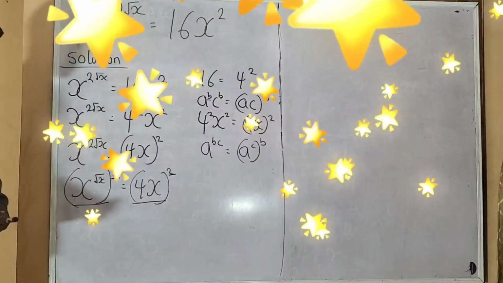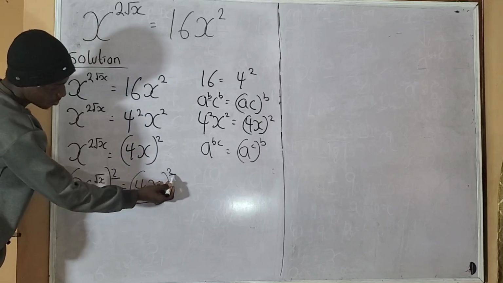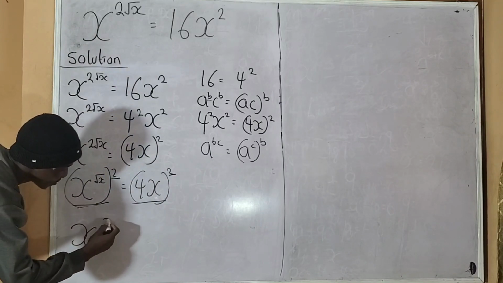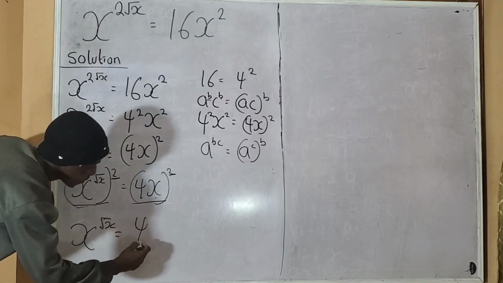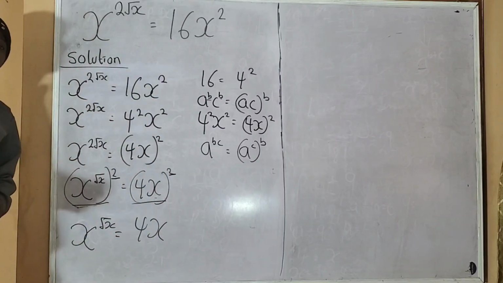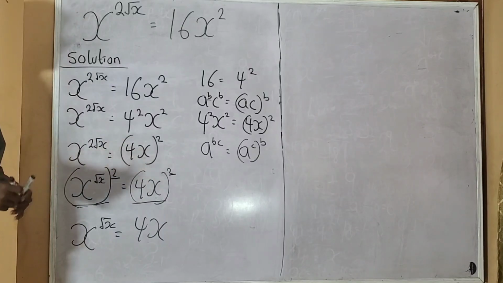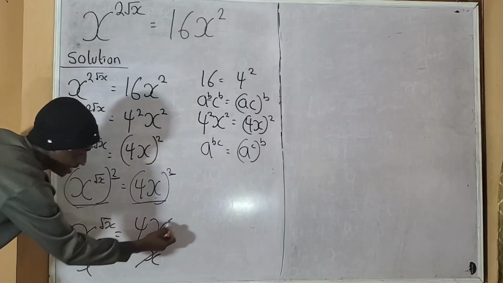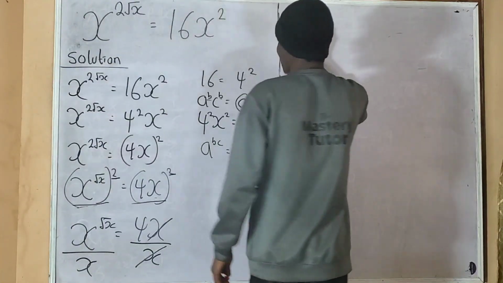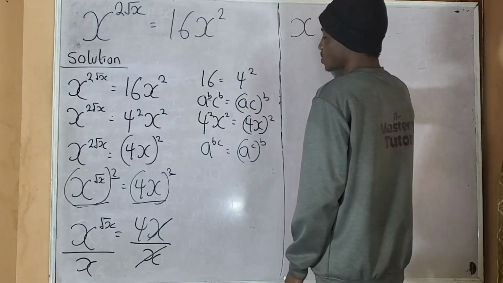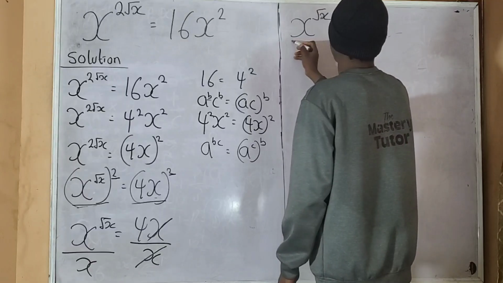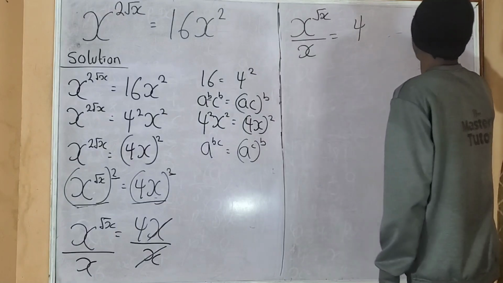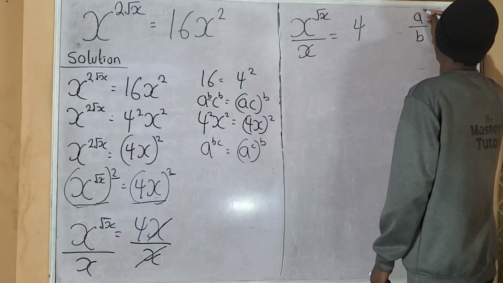Are you following? Now, because the powers are equal, we can set the bases equal. So I'm going to have x raised to the power of root x equals 4x. Now, having gotten to this point, the next step is that I'm going to divide both sides by x. So this over x and this over x. This x will eliminate this x. So at the left-hand side, I'm left with x raised to the power of root x divided by x, equals 4, right?